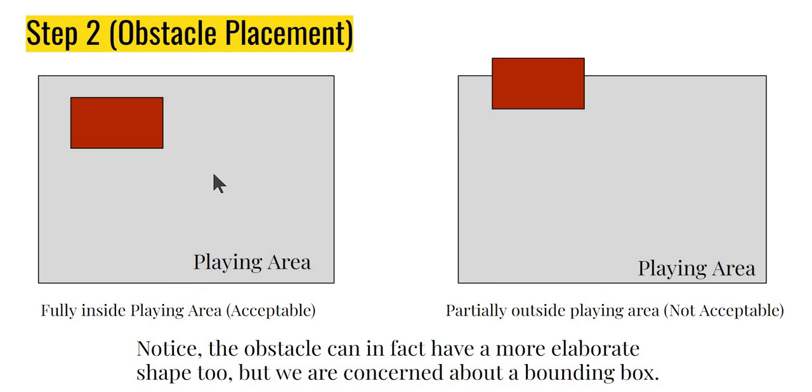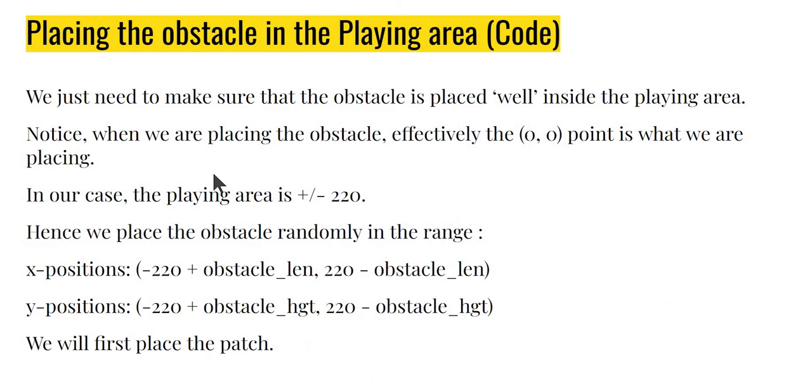In fact, the idea is not hard at all. All we need to do is, look, remember the playing boundary was, let's say, plus minus 220. So I will give enough room so that my bounding box can be accommodated. Instead of positioning from the entire minus 220 to plus 220, I'll do it from minus 220 plus obstacle length to 220 minus obstacle length. So I've reduced on the X as well as on the Y direction. And that way we can place this turtle. We can be sure that it will always fall inside the bounding box.